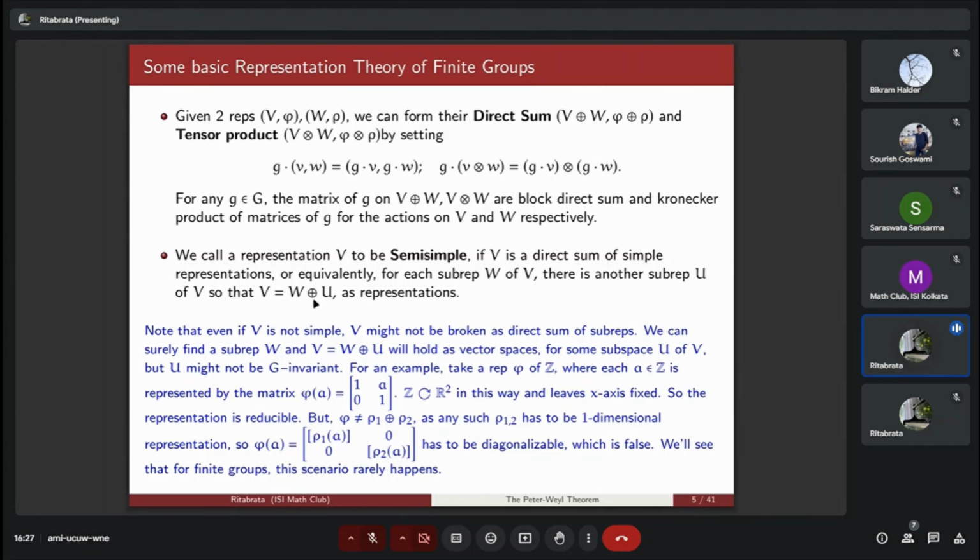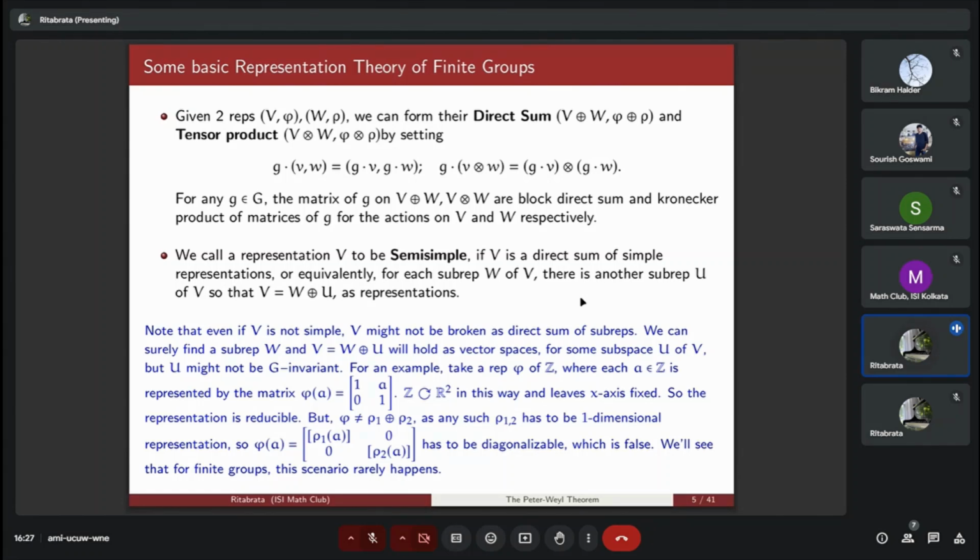So one thing to notice is that given any subspace W of V, we can always write V equal to W direct sum U for some U by completing the basis. But the problem is that W is a sub-representation, but U might not be a sub-representation. So we cannot do this always. Otherwise, any representation would be semi-simple. Here is an example for which it does not hold.